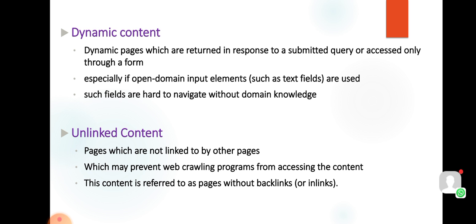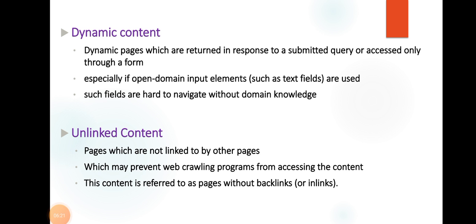Dynamic content is basically content available on the deep web that requires you to fire some queries to the search engines. To get information from such dynamic websites, a particular form must be filled in or used to access the information.